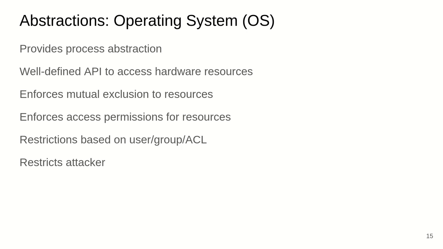So let's talk about some abstractions, and the most important one that we will use is the operating system abstraction, which provides a process abstraction, right? And it gives us a well-defined API to access hardware resources, enforces mutual exclusion to resources. So for example, if you have a printer, the operating system will make sure that only one process is allowed to communicate with the printer at a given time.